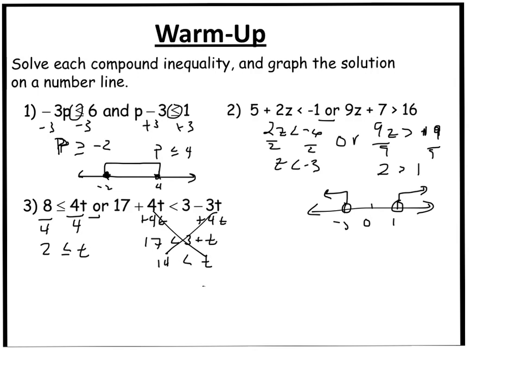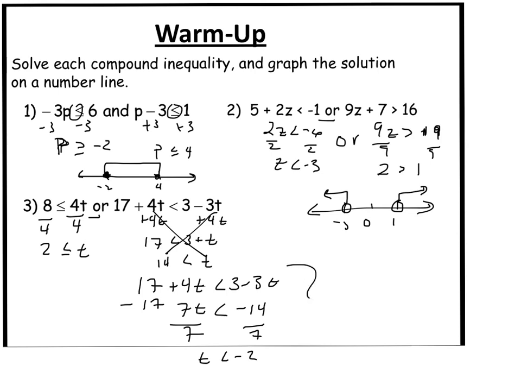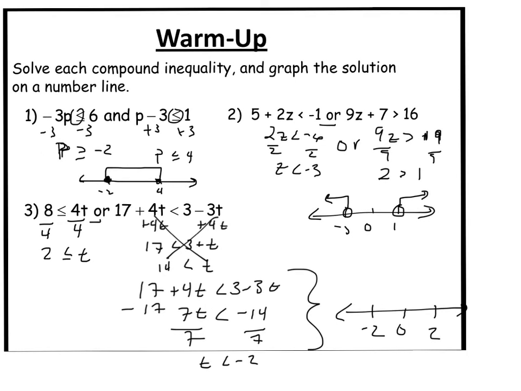So if I subtract or add the 3t, so I have 17 plus 4t is less than 3 minus 3t. I'm going to add the 3t, so that's going to give me 7t, and then I'm going to subtract the 17 at the same time, and that's going to be a -14. So divide by 7, and I have t is less than -2. So the graph for this one I'm going to put over here, and I have 0, -2, and 2 were both my solutions. Okay, and so now I'm going to graph it. I have t less than -2, and then I have t greater than or equal to 2.